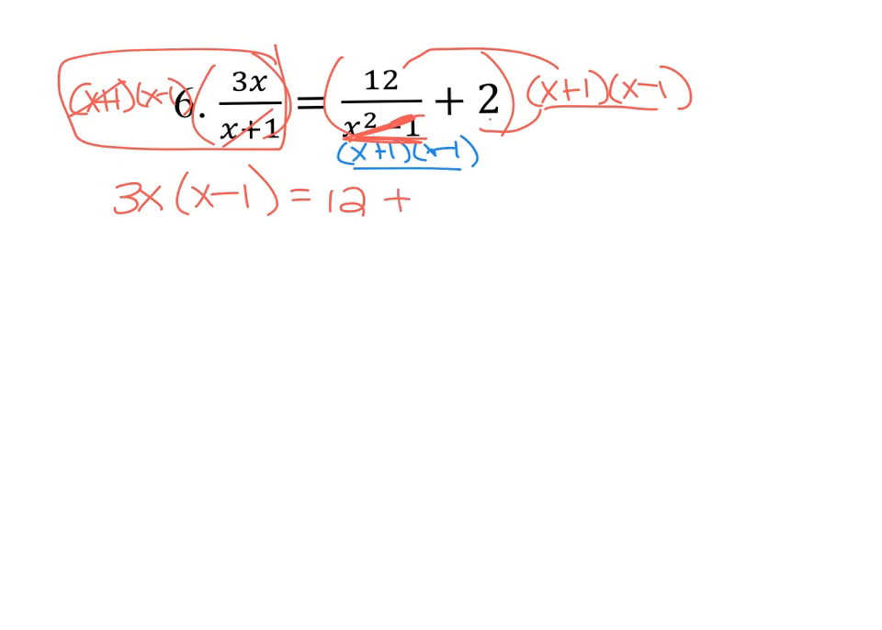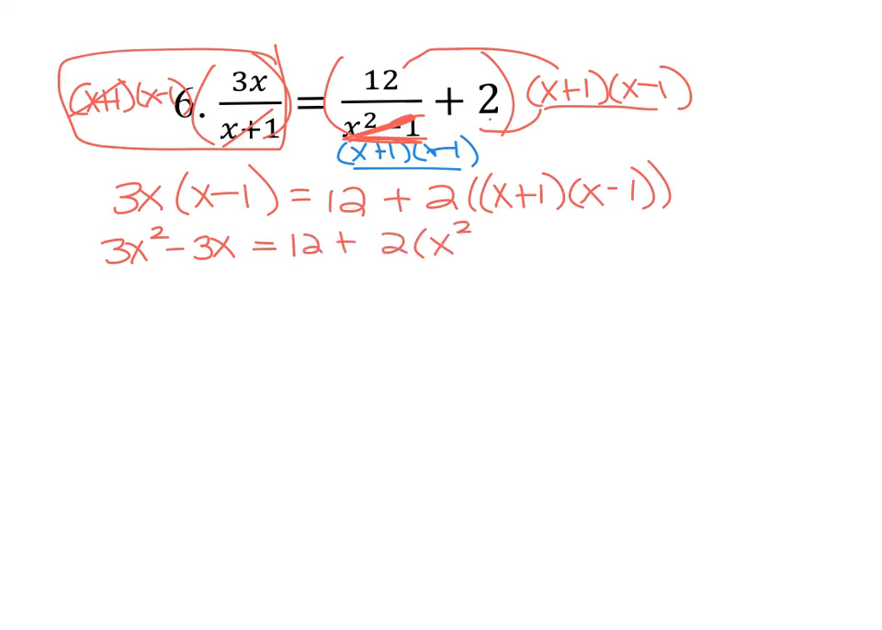Plus 2 can't have anything crossed out because it's not a rational expression. It's a rational number. It's a whole number. So I would just do 2 times x plus 1, x minus 1. So now I'm going to go ahead and start cleaning this stuff up. So I have 3x squared minus 3x equals 12 plus 2 times x squared minus 1. I just FOILed that back out. So now I have 3x squared minus 3x equals 12 plus 2x squared minus 2.